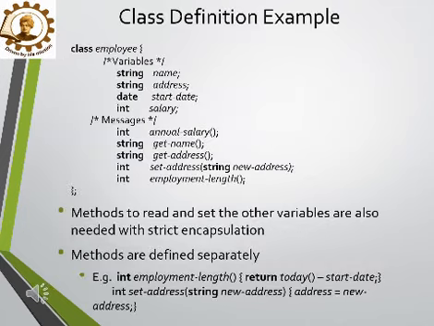Here's what a class looks like in code. This is an employee class with variables like name, address, and salary, and methods like getName and employment length. Notice how methods like setAddress are written to modify object data. This is encapsulation in action. Data access is managed through defined interfaces.